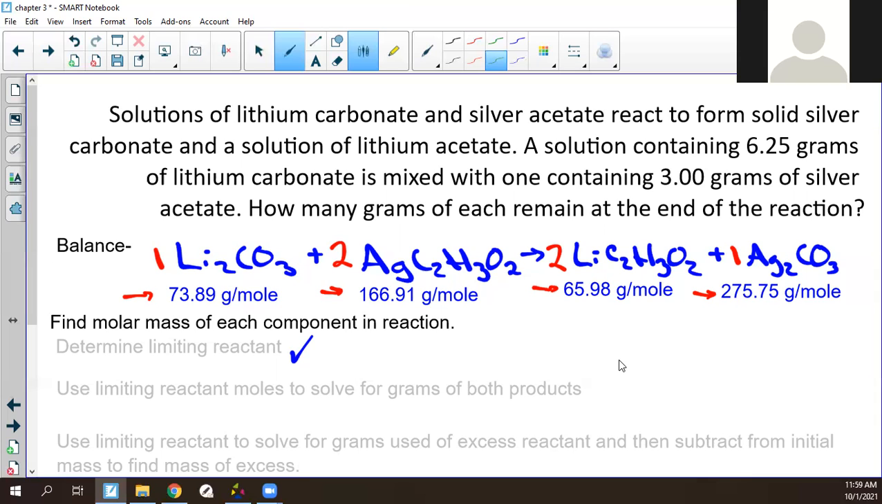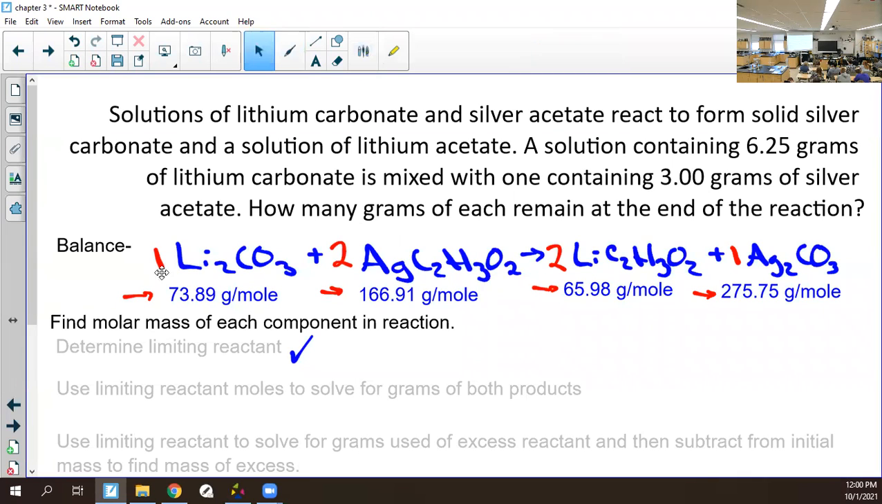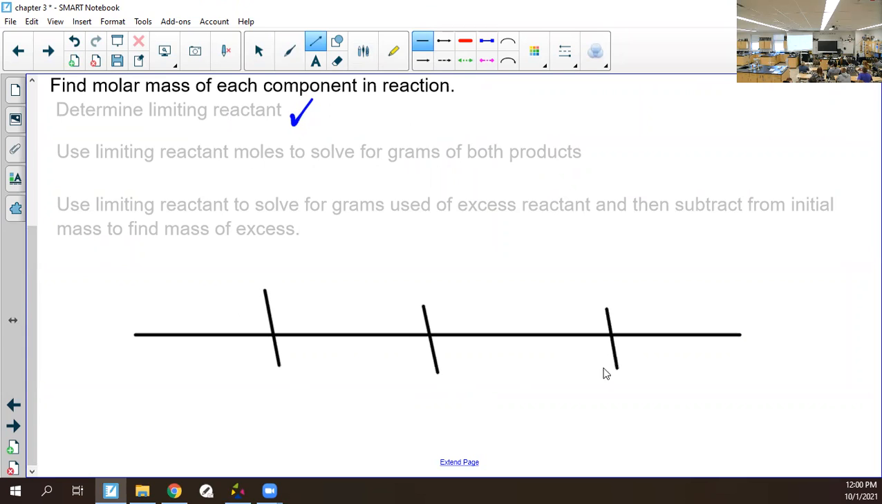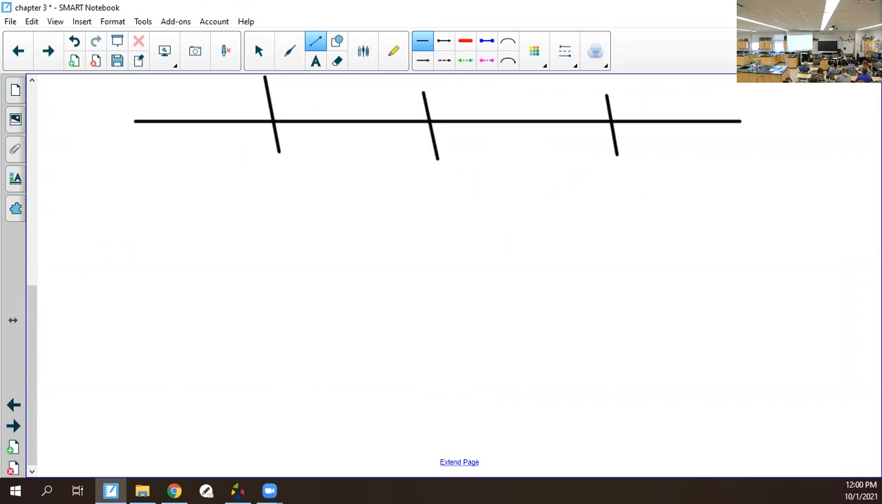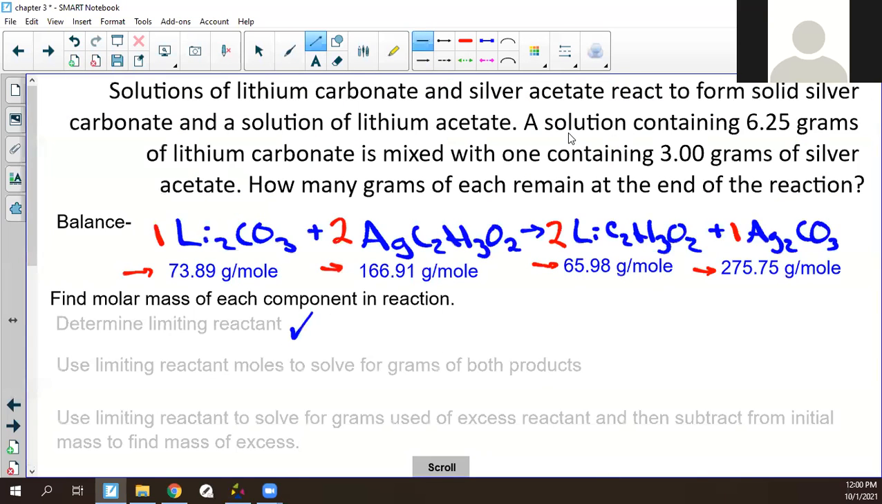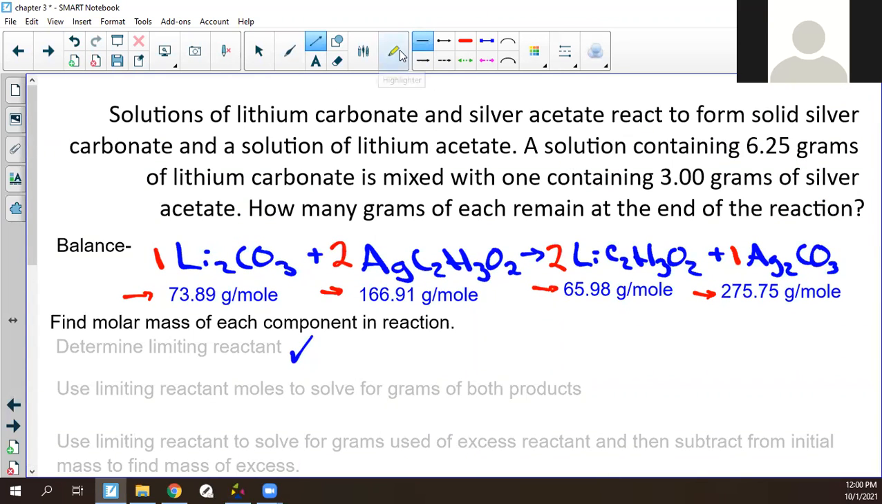All right, so here we go. I probably have it all worked out on the next slide, but we'll just pretend I don't. Now, after we do this one, I'll show you the shorter way that some of you will love. It is significantly faster. All right, so 2 picket fences. I start with the 2 givens, 6.25 grams of lithium carbonate and 3 grams of silver acetate.